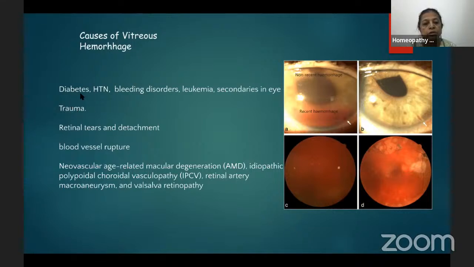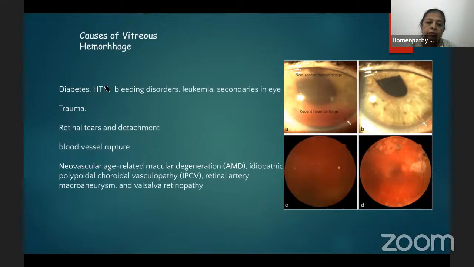And the most common cause is diabetes, because in diabetes usually the vessels are involved, usually the veins are involved, and there is a formation of the capillaries, and the capillaries are very fragile. So sudden increase of pressure also can lead to leakage of the blood and can lead to hemorrhage. So it depends upon the diabetes, what is the duration and what are the type of diabetic changes in the eye. That will tell you about your hemorrhage in the vitreous because of diabetes.